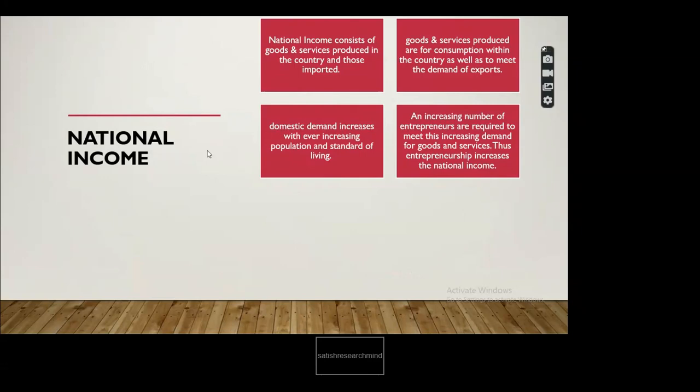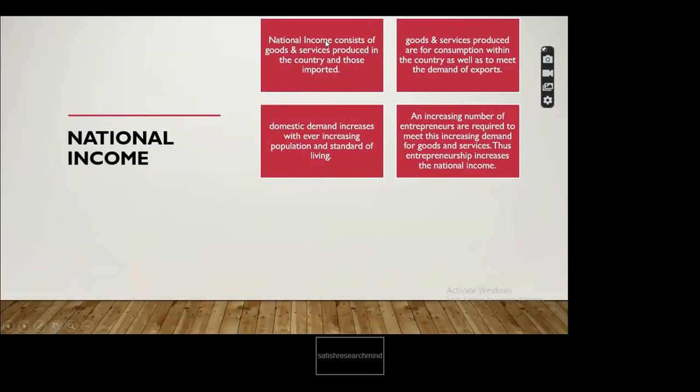Once we can build entrepreneurship with small and medium scale enterprises in India, in different types of states and different types of small areas and localities, then automatically our national income will grow. This is very important. The second important part of the importance of entrepreneurship: we can develop national income and we can also develop employment generation. These are the four important points that come under national income, right?